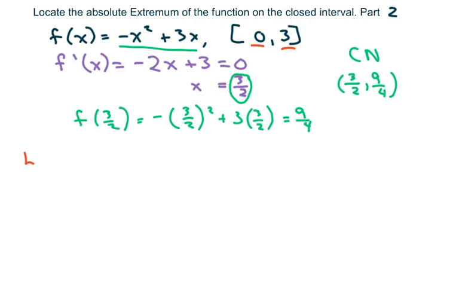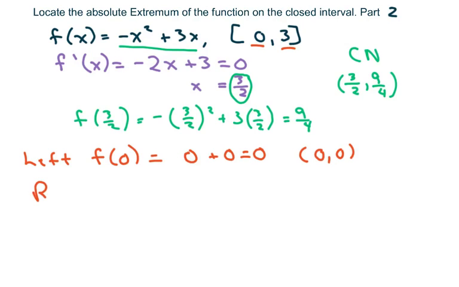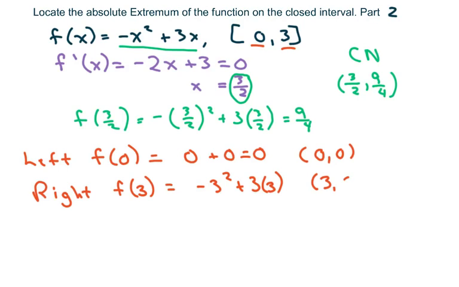So our left endpoint, when I plug in 0, that's just going to be 0 squared. This will be 0 plus 0 equals 0. So our left endpoint is (0, 0). Our right endpoint would be f of 3. So that's going to be negative 3 squared plus 3 times 3, which also equals 0. So that would be (3, 0).